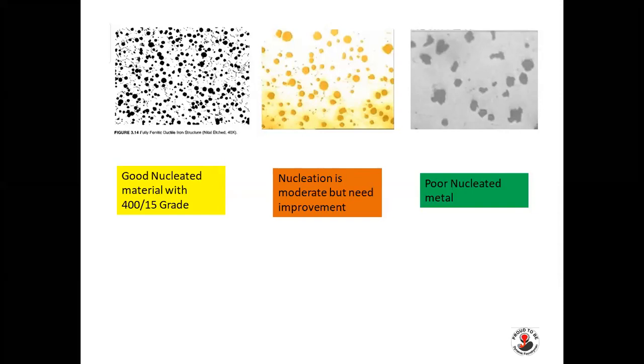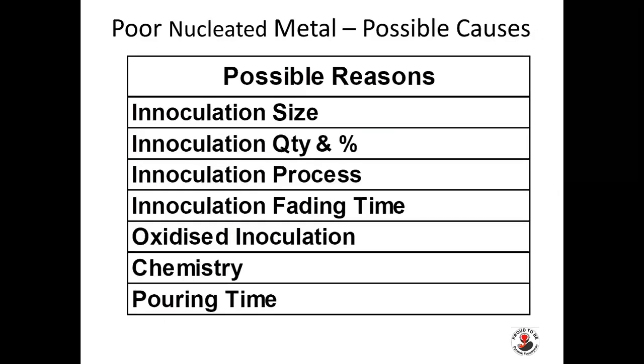If such low nucleated metal is there, the chances of getting poor machinability, inaccurate dimensions, improper matrix, and not achieving physical properties and microstructure in the metal are more. So nucleation plays an important role to get consistent quality of metal. Let us understand possible causes for poorly nucleated metal.